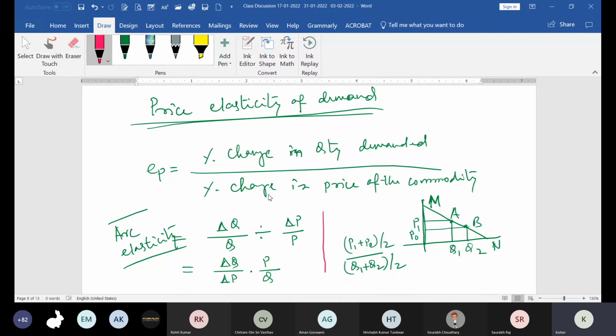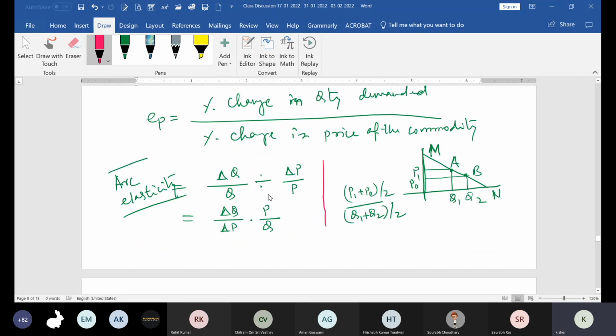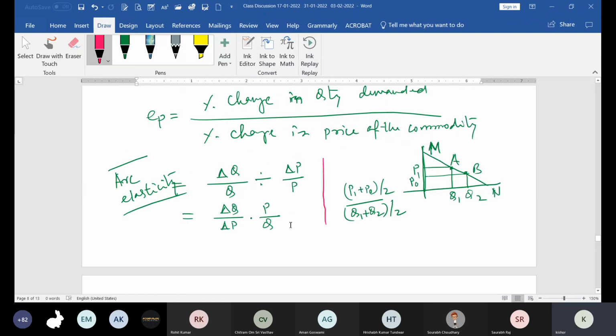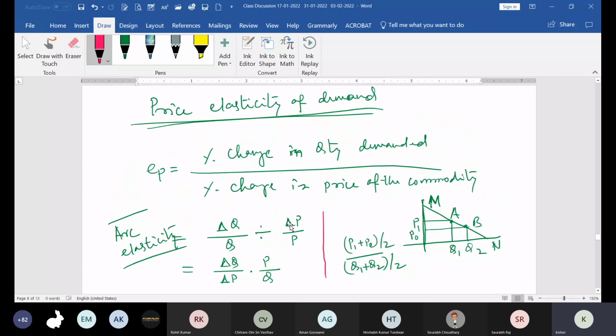But some other problems are also there. When you measure elasticity from A to B, you will get some value. But when you measure elasticity from B to A, you will get another value. This is a technical problem you may face here. But what is your objective? Your objective is to measure how sensitive your product is with respect to change in price. That is your ultimate objective.